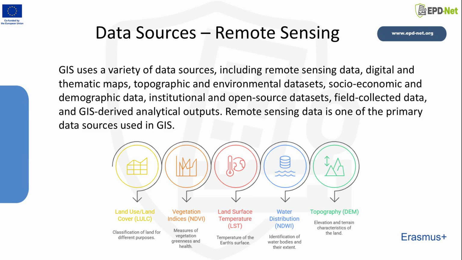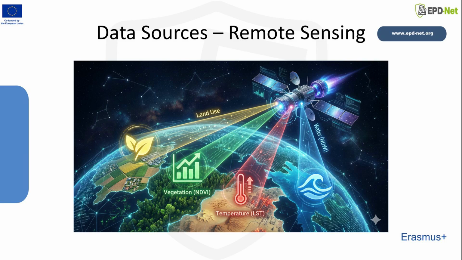In this context, key data types derived from remote sensing include land use and land cover, LULC, vegetation indices such as NDVI, land surface temperature, LST, water distribution indicators such as NDWI, and topographic data derived from digital elevation models, DEM. These datasets play a critical role in assessing environmental conditions, identifying spatial patterns, and supporting informed decision-making in ecological planning.